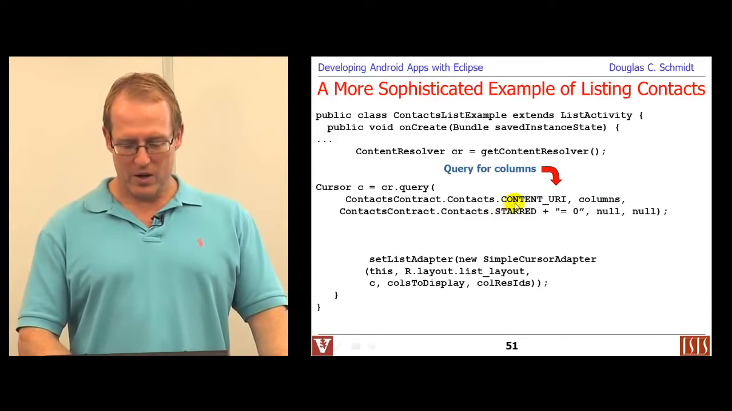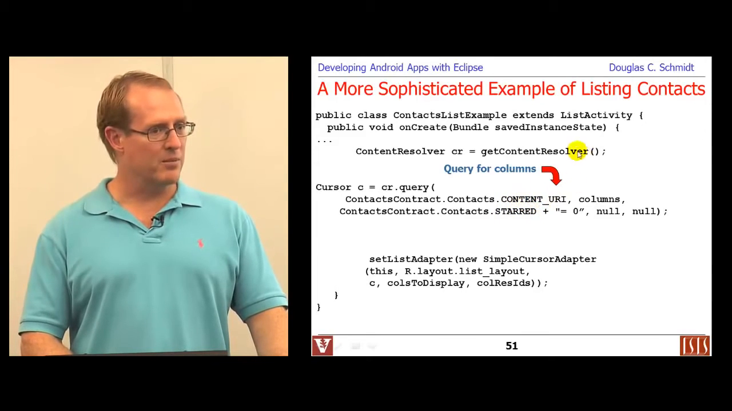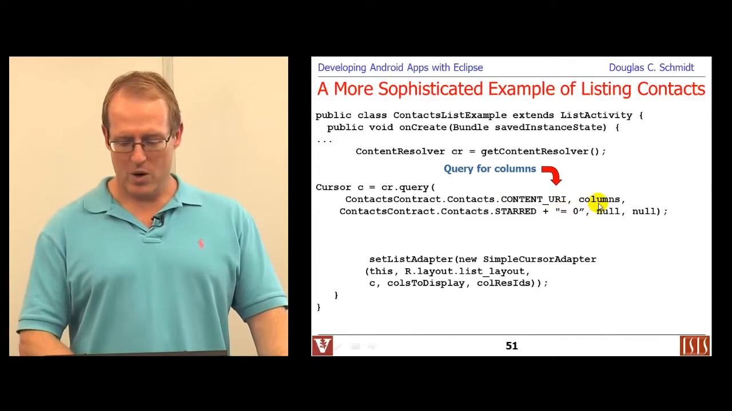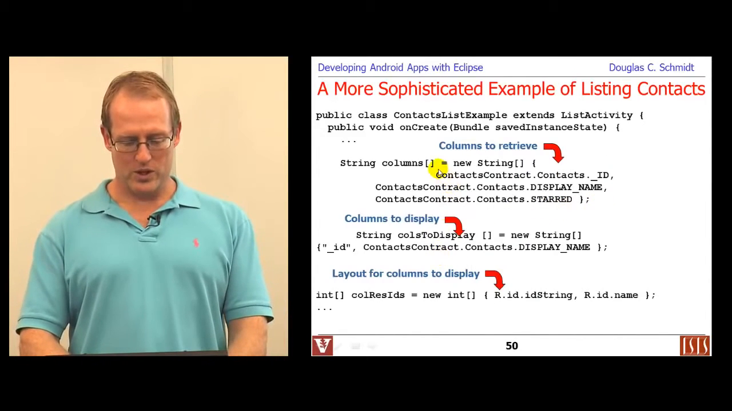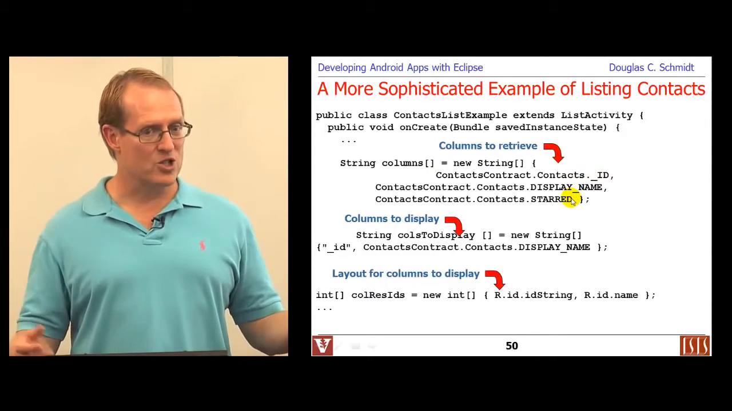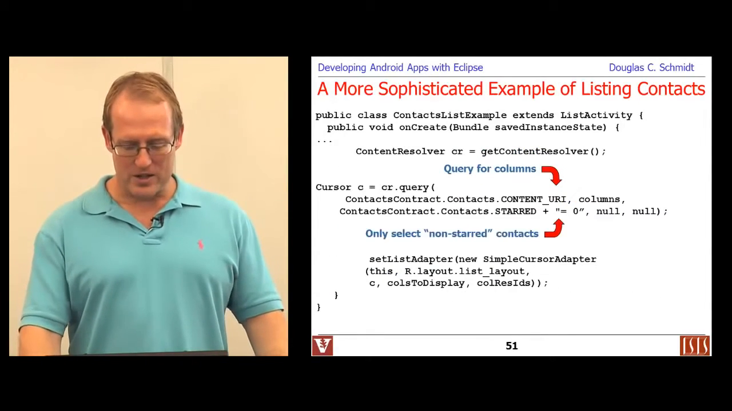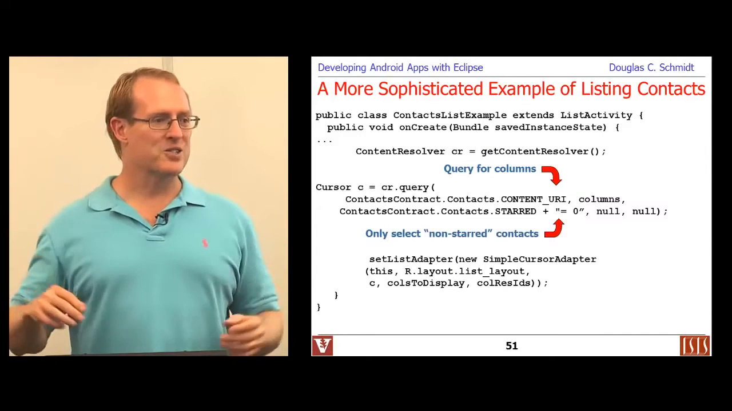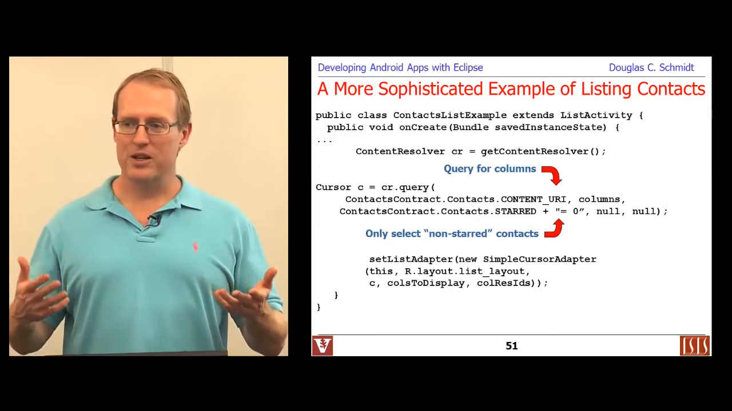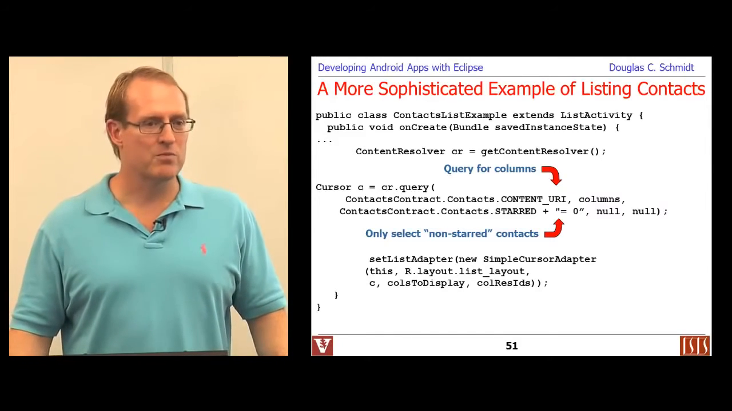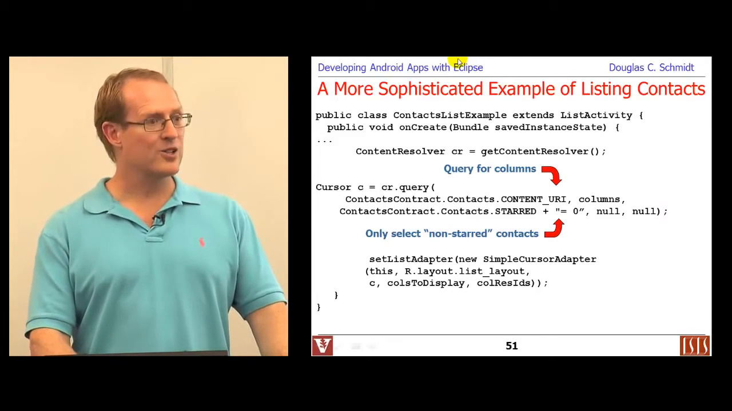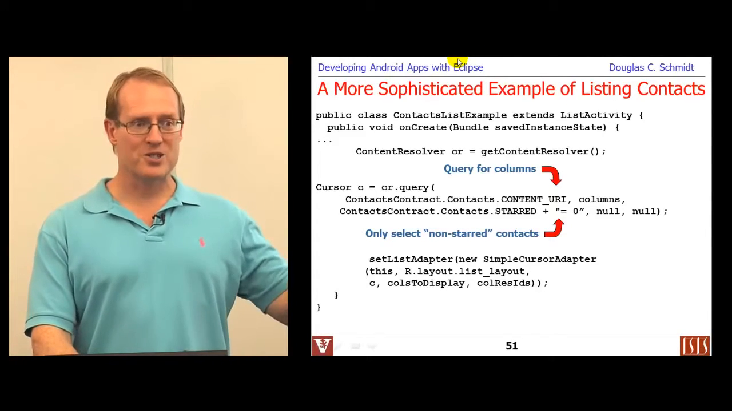And then we go ahead and get our content resolver and query. If you take a look here, what you can see is we're querying the content provider for contacts through the content URI, which we got from before. We're passing in the columns, which are these three columns: the ID, the display name, and whether or not something is starred or not. Starred is essentially favorites, right? So you may mark certain contacts as starred, like your close friends or your family or whatever. Those are your favorites. We're going to basically filter. We only want to select the people who are not starred.